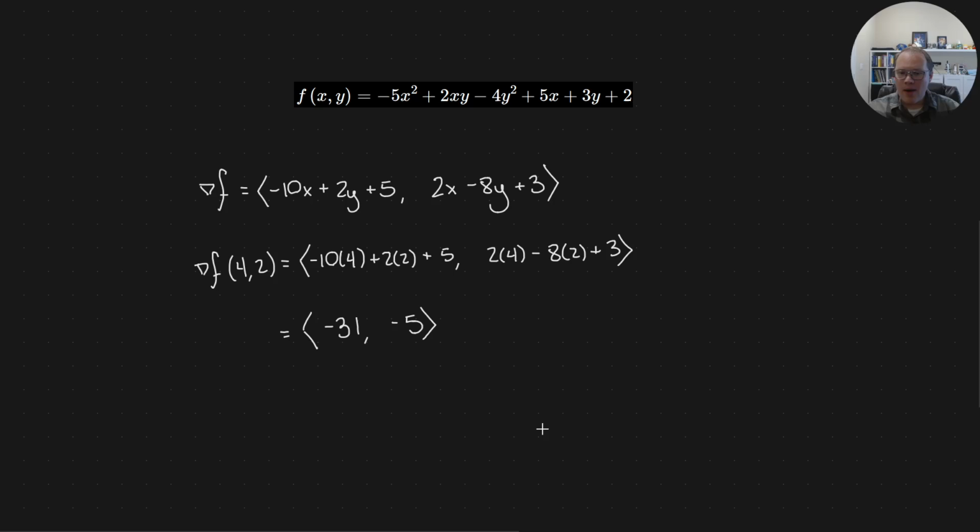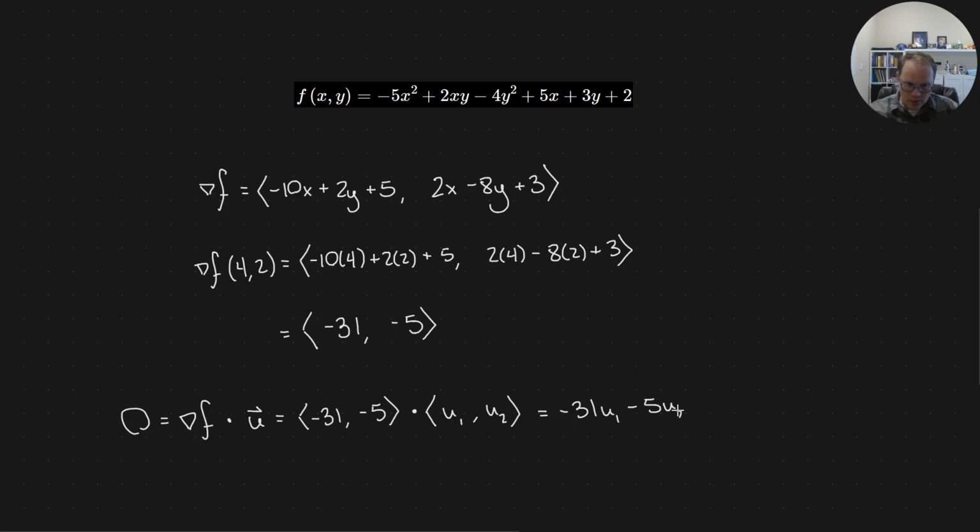All right. Now what I want is a vector orthogonal to this. So I want the gradient of f dotted with this vector to be equal to 0, right? So the gradient of f at the point is (negative 31, negative 5). And let's say the components of vector u here are (u1, u2). So if I take the dot product, I get negative 31 u1 minus 5 u2.